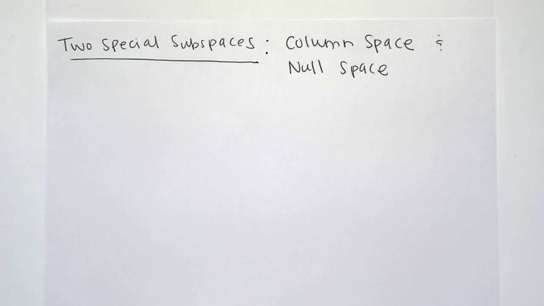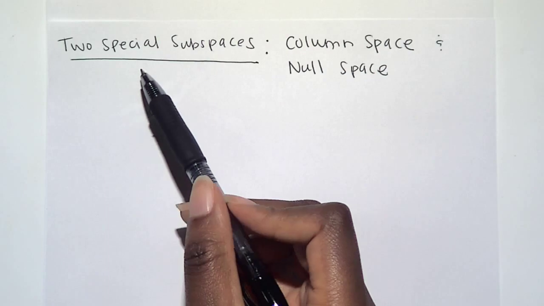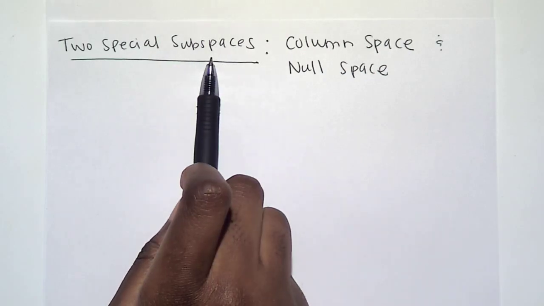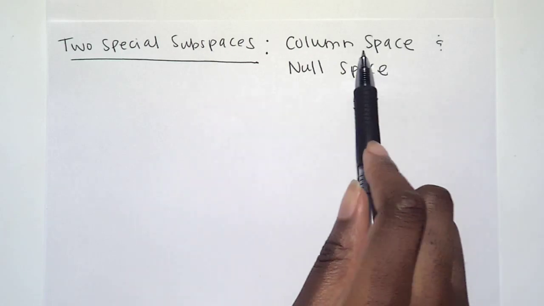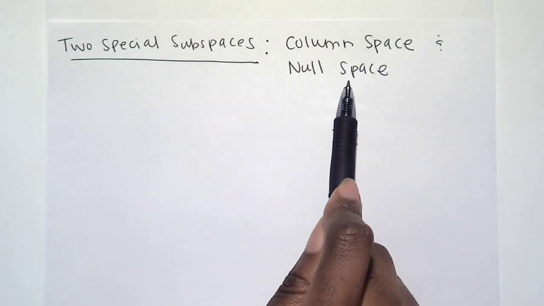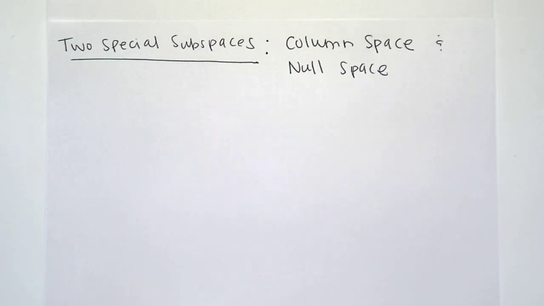So in the last video, we learned about what a subspace is, and the only ones we really talked about were just spans, so spans of vectors. Now let's talk about some very specific subspaces, two in particular. We're going to talk about two special subspaces that will come up quite a few times in our class. They're going to be the column space and the null space. All right, so I'm going to define them both for you.